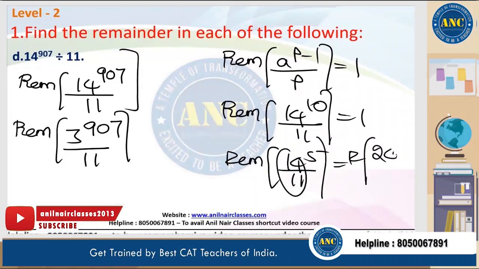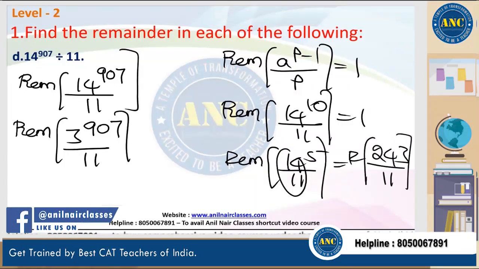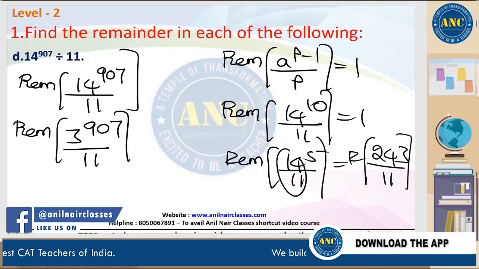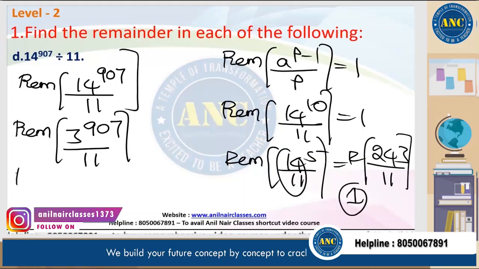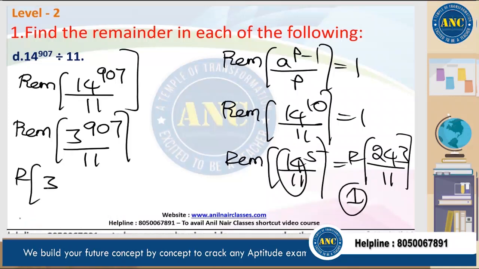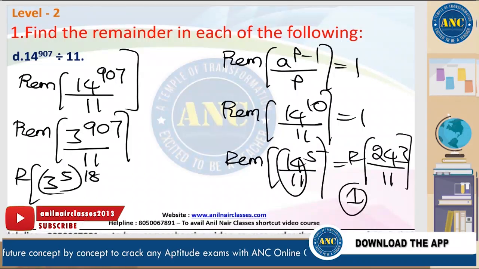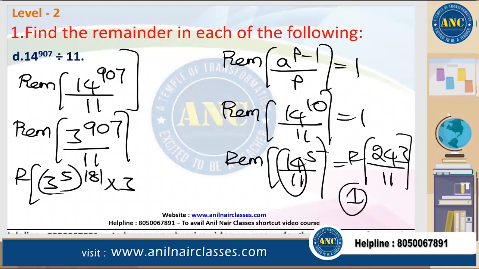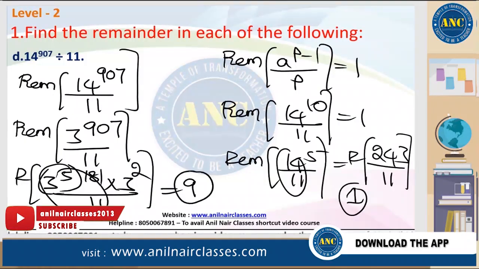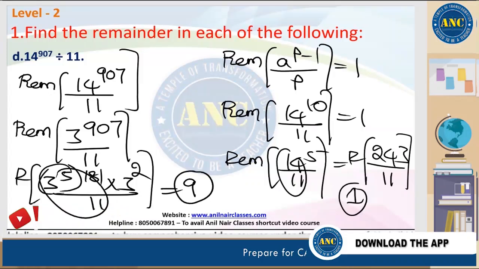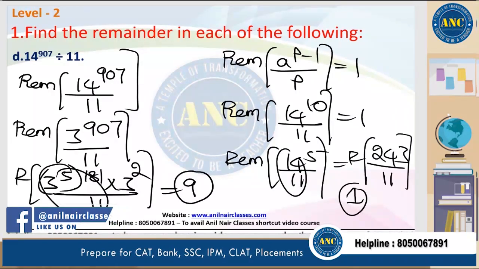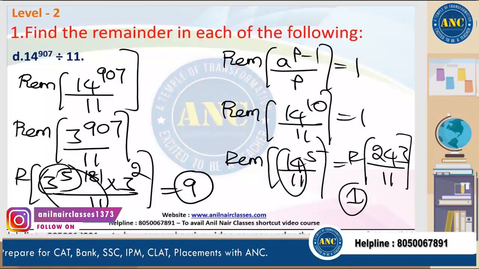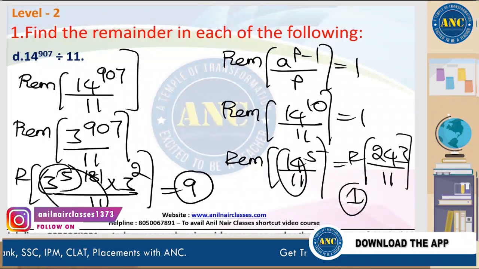3 power 5 is 243 divided by 11. 11 twos are 22, 23. 11 twos are 22, 1. See, I got it. So it is nothing but 5. So 3 power 5 is 181 into 3 power 905, 3 square divided by 11. This is 1. 9 divided by 11 is 9. I hope it is clear.